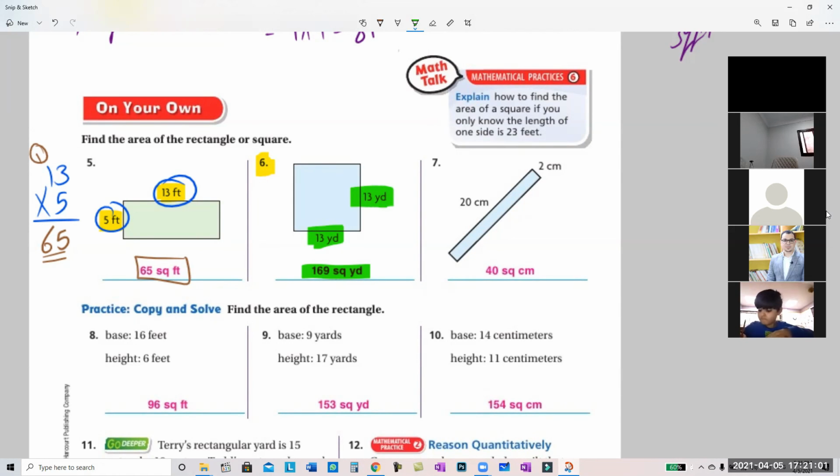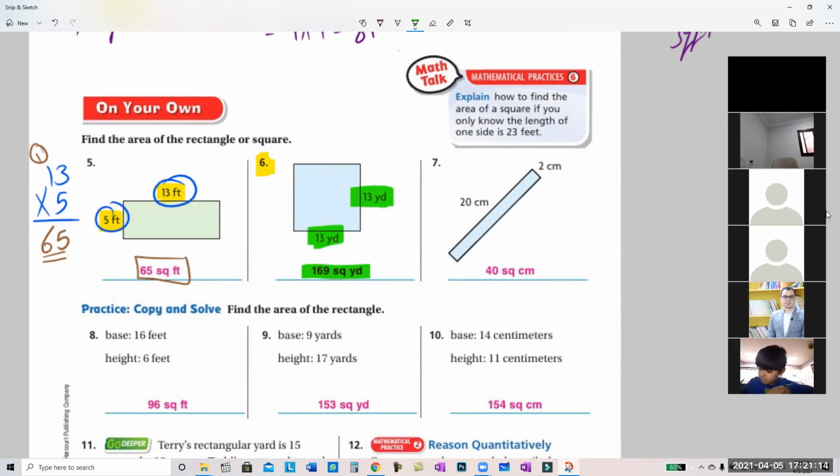Okay, what about Dr. Sharif? Yes, Mr. Sharif, right? Yes. How are you, doctor? I am good. Okay, so you want to become a doctor, right? Yes. Okay. Let's see number 7.